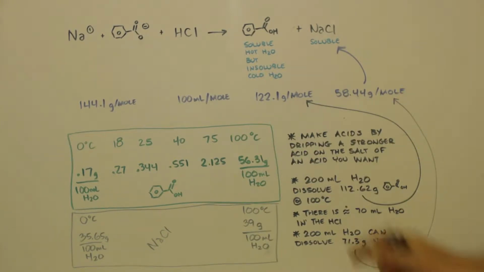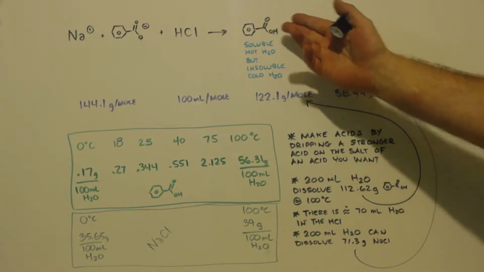We'll see. Keep in mind, how do you make an acid? Like, how do you make acetic acid? You get the salt of acetic acid and you drip a stronger acid onto it, like sulfuric acid. How do you make nitric acid? You get the salt of that nitric acid, like potassium nitrate, and you drip a stronger acid on it, like sulfuric acid. Now, how do you make benzoic acid? You get the sodium salt of that benzoic acid, and you drip a stronger acid on it. And that's what we're doing. The only difference is this is a solid.